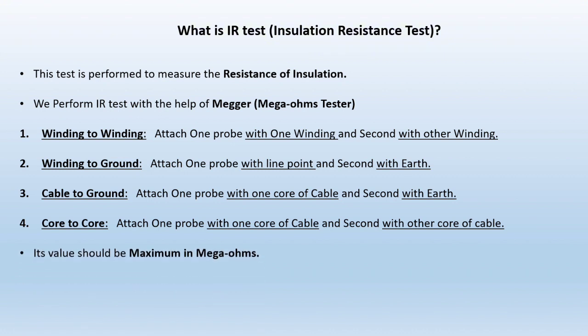Its value should be maximum, meaning the IR test value should be maximum. The higher the value, the better the insulation will be, and as the insulation is good, our equipment, our winding, our cable will be better and more efficient. So the IR test value should be maximum in mega ohms. We perform the IR test only one time, as compared to the PI test, which we perform in a different way. We will read about the PI test in the coming slides.